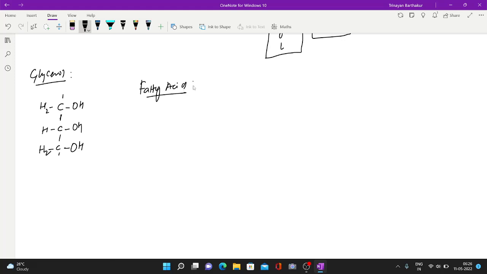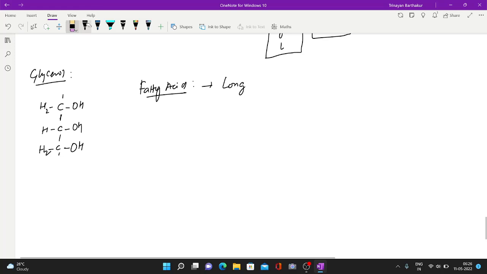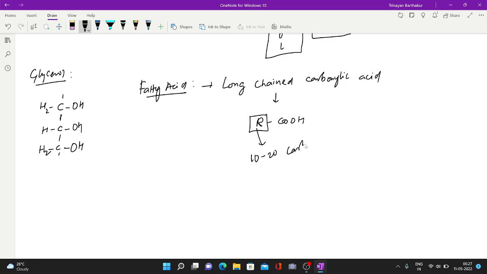fatty acid. Now, what exactly is a fatty acid? Fatty acids are basically long chain carboxylic acids and nothing else. What do you mean by long chain carboxylic acid? Normally, carboxylic acid has the formula RCOOH, that is the general formula. If this R group contains between 10 to 20 carbons, then definitely it's a long chain.